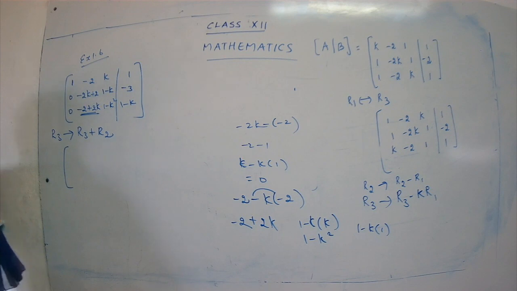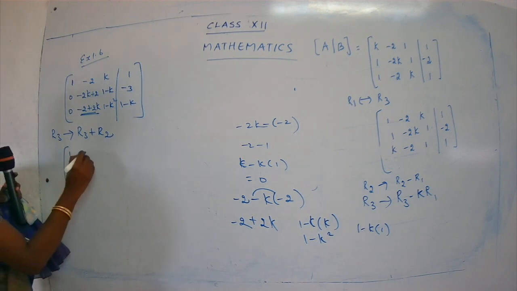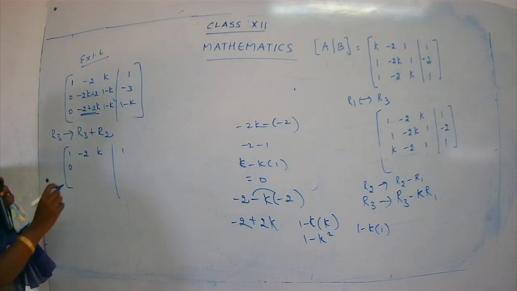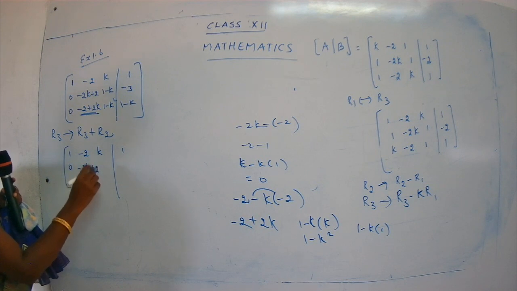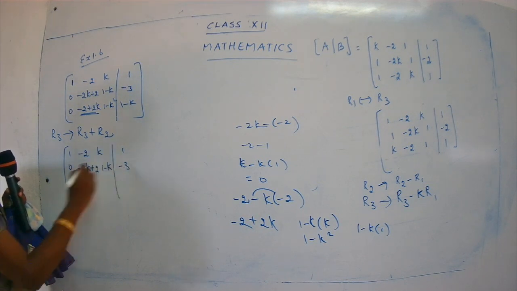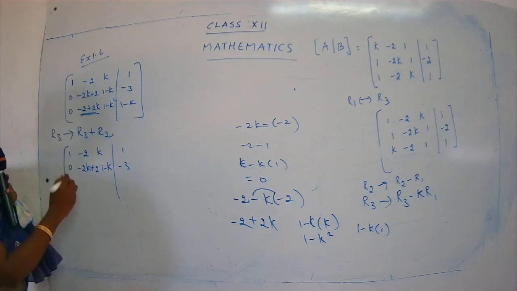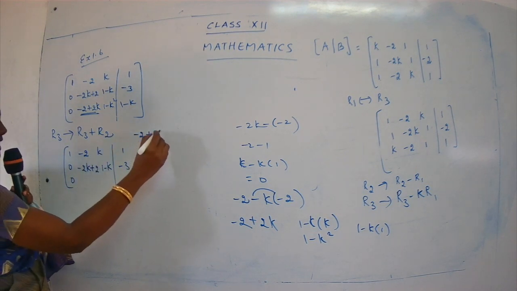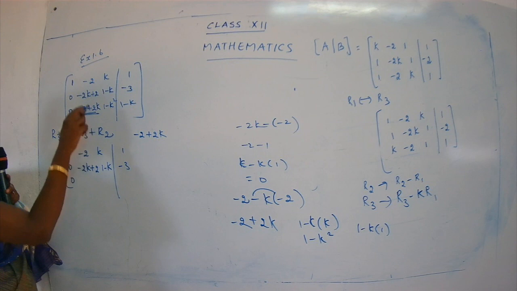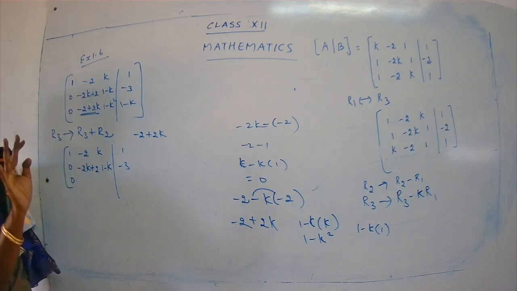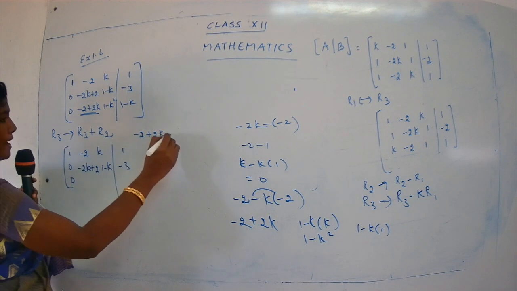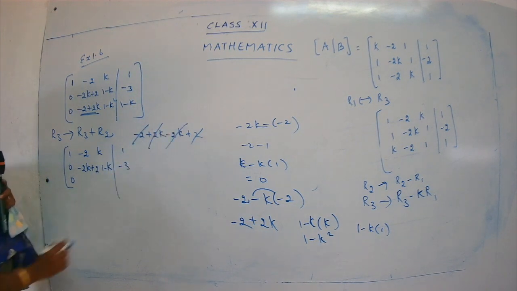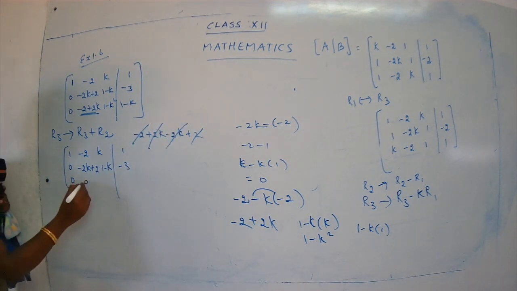So the first row and the second row remain the same. 1, minus 2k, 1. The second row is also going to be the same because we are not going to do any changes there. 1 minus k, minus 3. R3, 0 plus 0, 0. See the changes over here, children? It's minus 2 plus k. I'm adding. So when I add, no need of changing the sign. Keep the sign as it is. Minus 2k plus 2, minus 2 plus 2 goes off. Plus 2k minus 2k goes off. So you get a term 0 here.